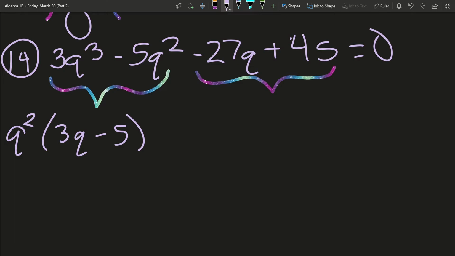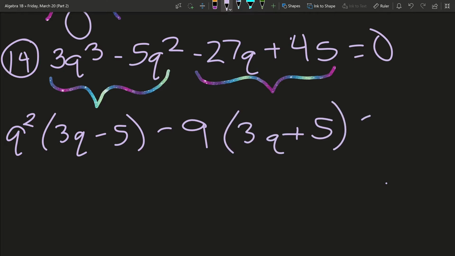And from the second piece, the greatest common factor is 9. But notice that there's a negative 27q. So we need to take that negative out. So we're left with negative 9 times 3q plus 5 is equal to 0. Oh, I made a mistake in here. Let me fix that. Remember, when you take a negative out, you're going to have to flip the signs in the entire binomial.